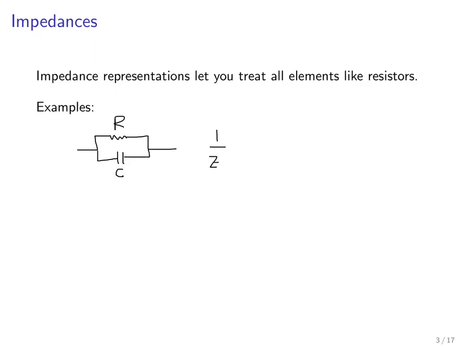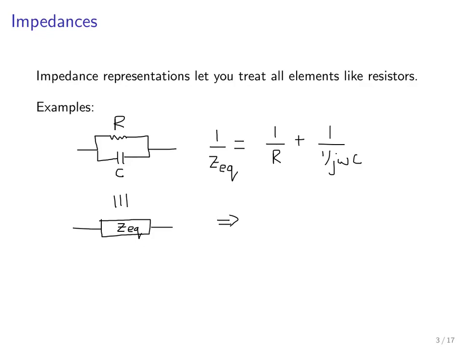We can use the parallel combination equation for resistors and say that 1 over Z equivalent, if we say that this parallel combination is equivalent to 1 impedance, is given by 1 over R plus 1 over j omega C. And we can simplify this out, and we can see that Z equivalent is equal to R over 1 plus j omega times R times C.